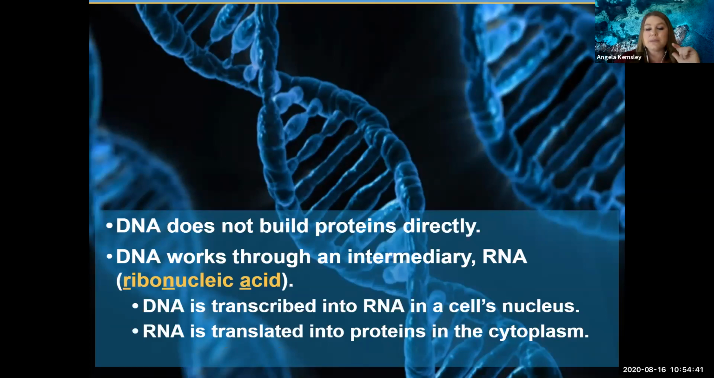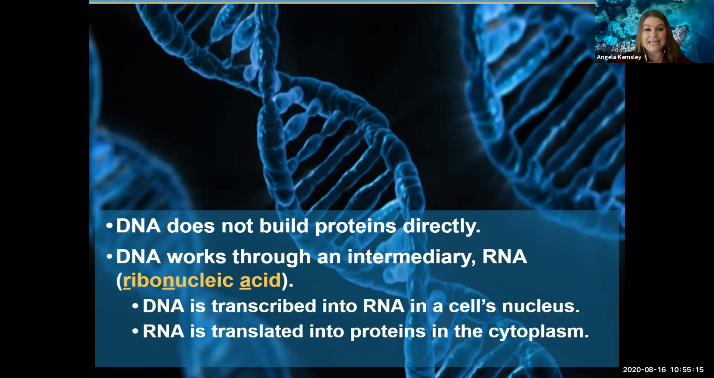DNA does not build proteins directly. We do not go from DNA to protein. There's something in between. And that something in between, which we call an intermediary because it's in between, is RNA, ribonucleic acid. DNA is transcribed into a type of RNA in the nucleus, and then RNA is translated into proteins in the cytoplasm. We are going to talk about transcription and translation in detail in future lectures.